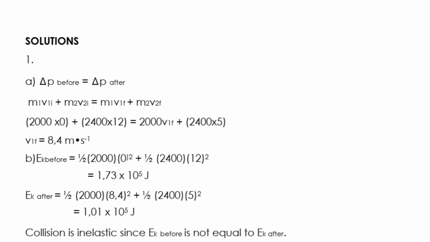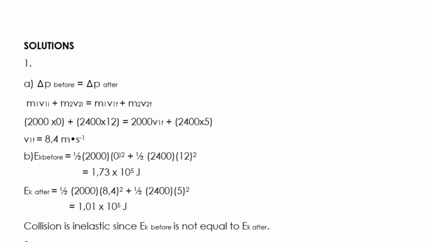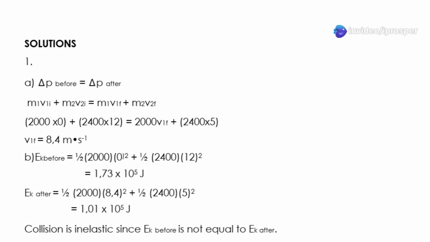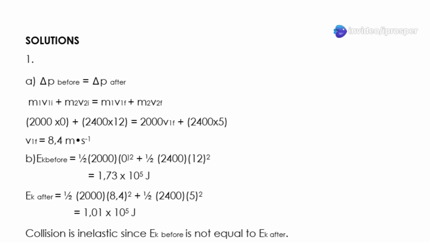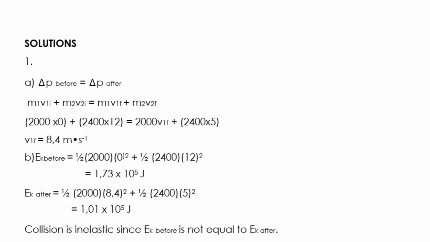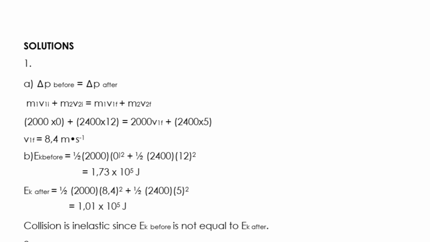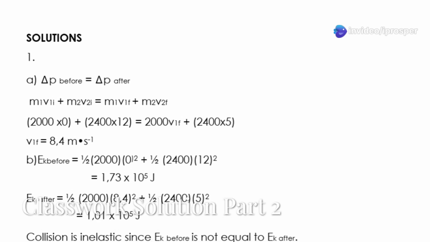Alright, let's dive into the solutions. 1. Delta P before equals delta P after. M1 V1 initial plus M2 V2 initial equals M1 V1 final plus M2 V2 final. 2000 times 0 plus 2400 times 12 equals 2000 V1 final plus 2400 times 5. V1 final equals 8.4 meters per second.